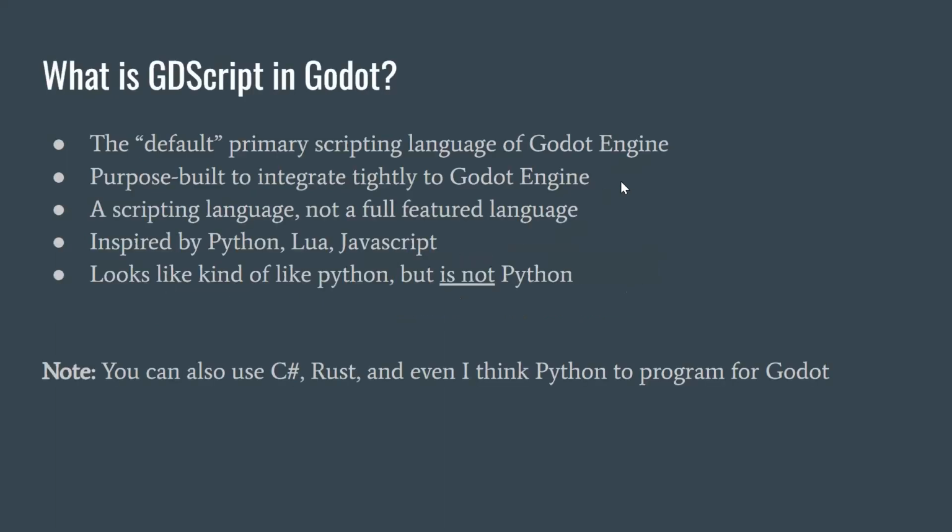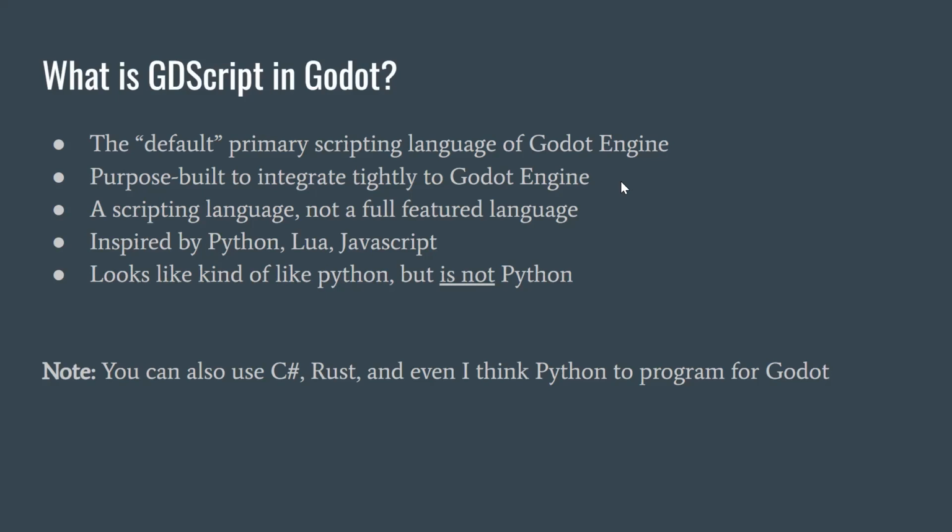All right, so going back to GDScript and why it's interesting here. GDScript is the default primary scripting language of Godot engine. It's purposely built to integrate tightly. It's not a full-featured language, so this is not a full Python. You can't actually use GDScript external to Godot. It's really just a scripting language baked into the engine. It's inspired by Python, Lua, and JavaScript, so it's got a lot of echoes of those different things. It looks a lot like Python, but it's definitely not Python. And this isn't to say you have to use GDScript.